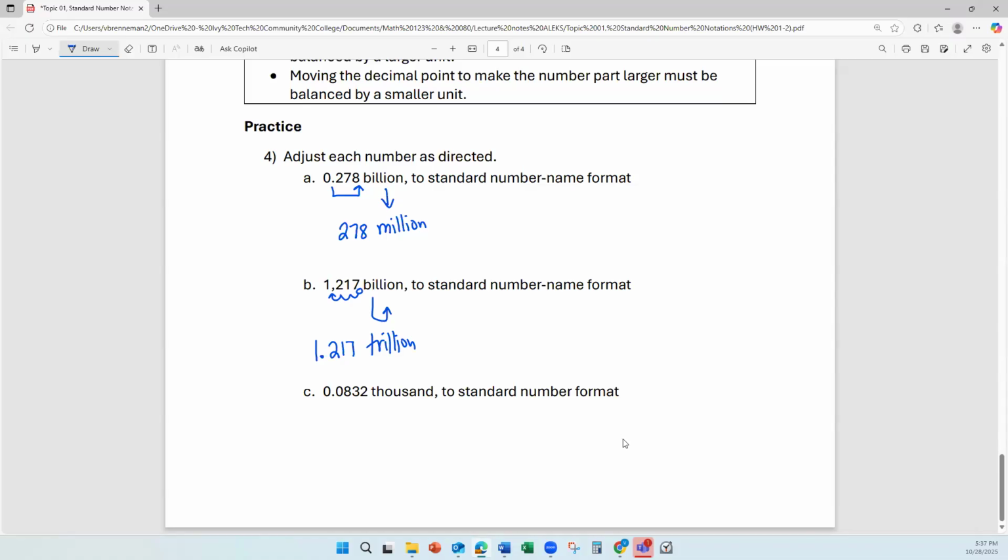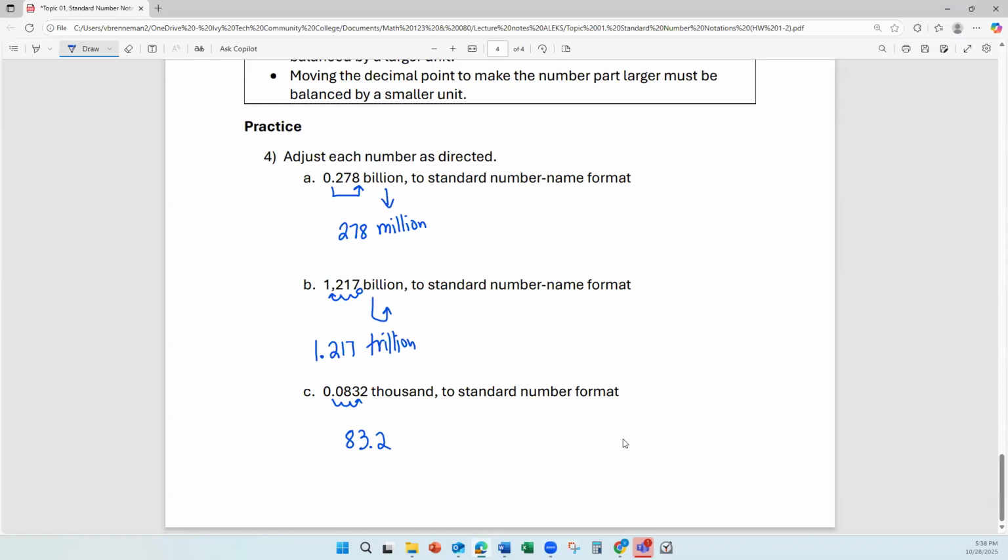Then 0.0832 thousand, and we're just going to standard number format because this is smaller than a whole thousand. So we would go down a level, but thousand is already the lowest comma level. So we would just be going down to just moving the decimal point to the normal decimal point position of a number, moving it 3 places. And so it is going to be 83.2. And then the thousand goes away.